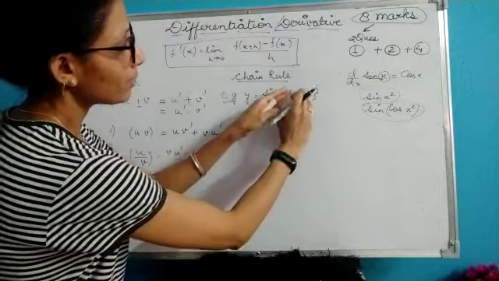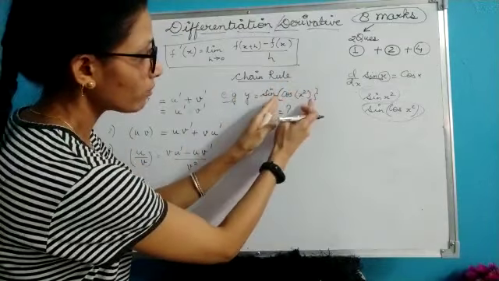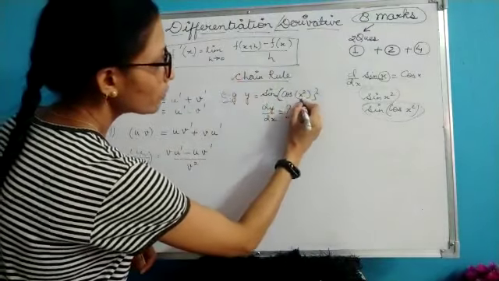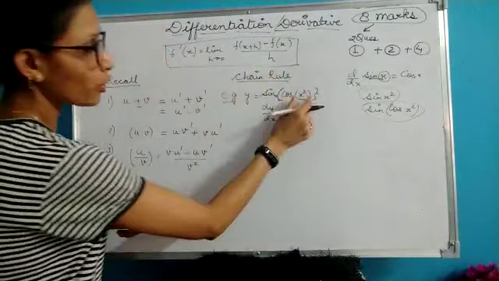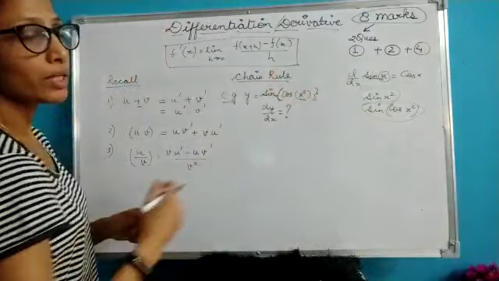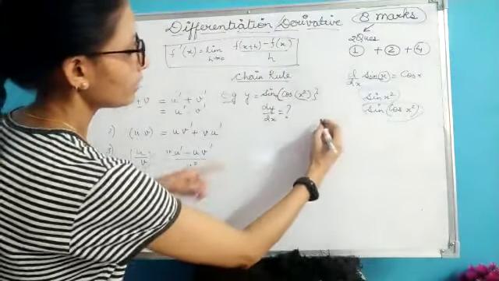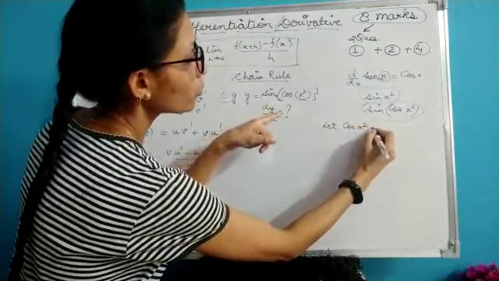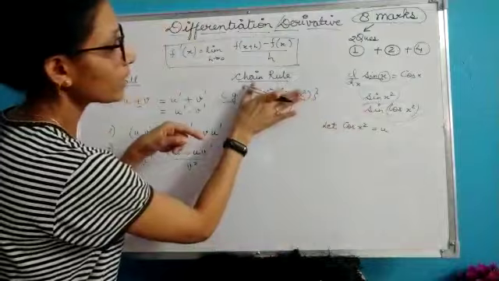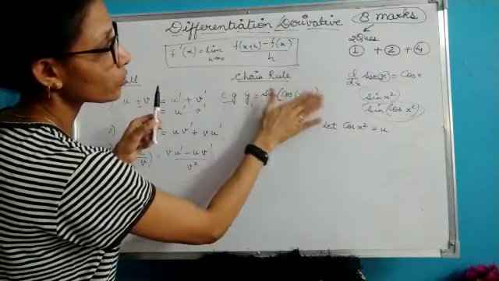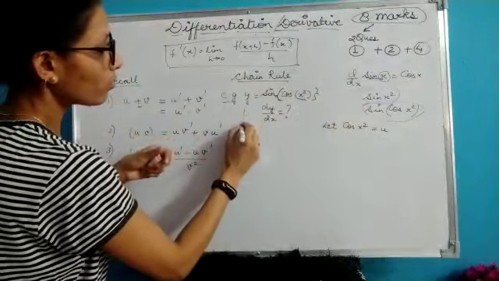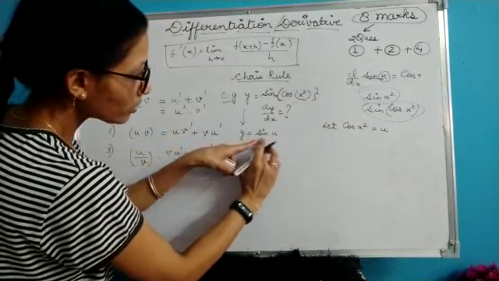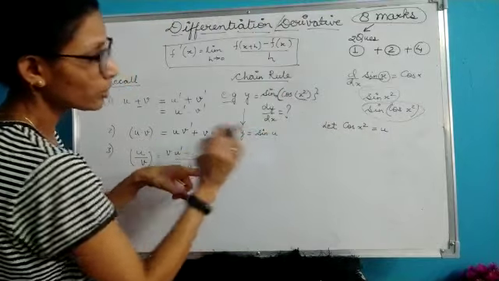This is like you are given one box, then another box, and then a bigger box. So we will convert this given smaller box into another term. That means we'll take it as let cos x square equal to u. That means I have taken this complete cos square as u. Now my question has become y equal to sine u.